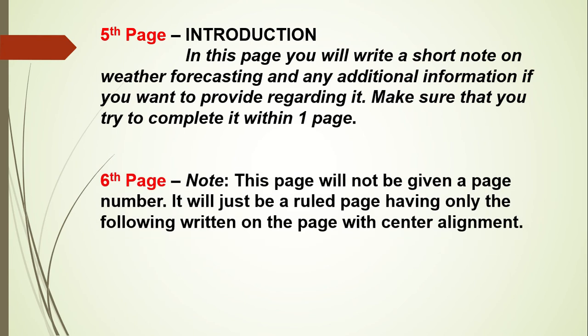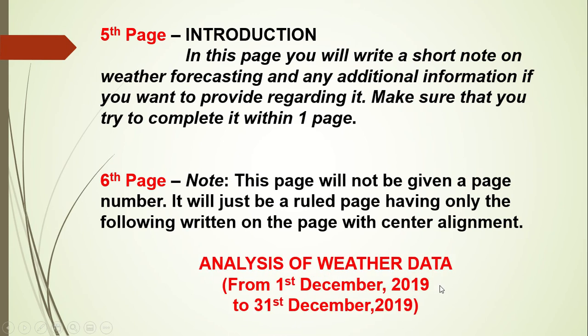On the sixth page, this page will not be given a page number. It will just be a ruled page having only the following written on the page with center alignment: Analysis of weather data from 1st December 2019 to 31st December 2019. This will be written on the sixth page as a heading.